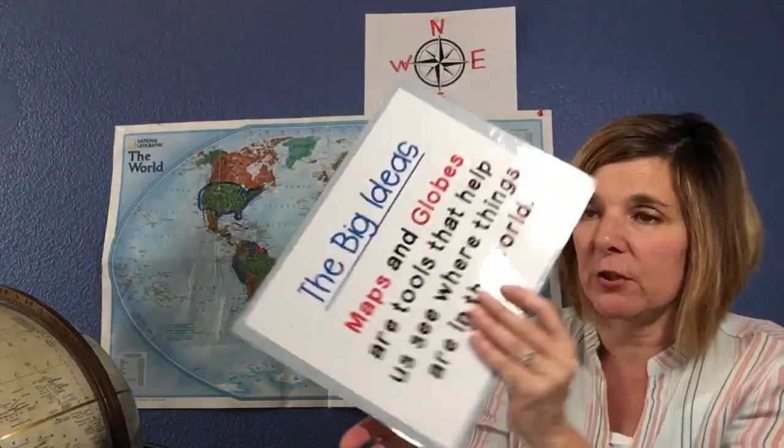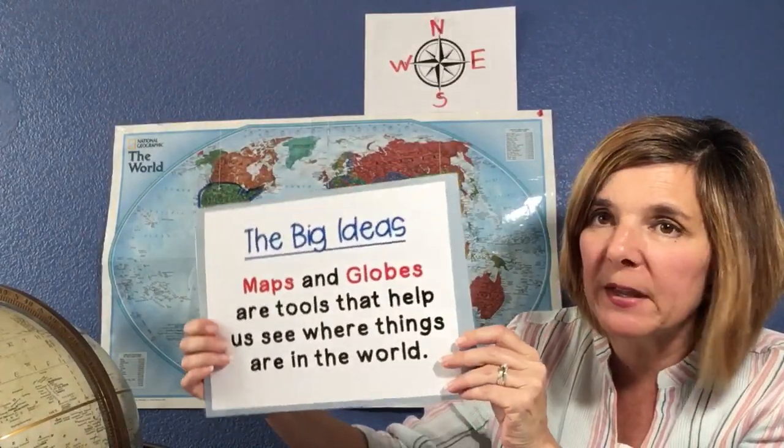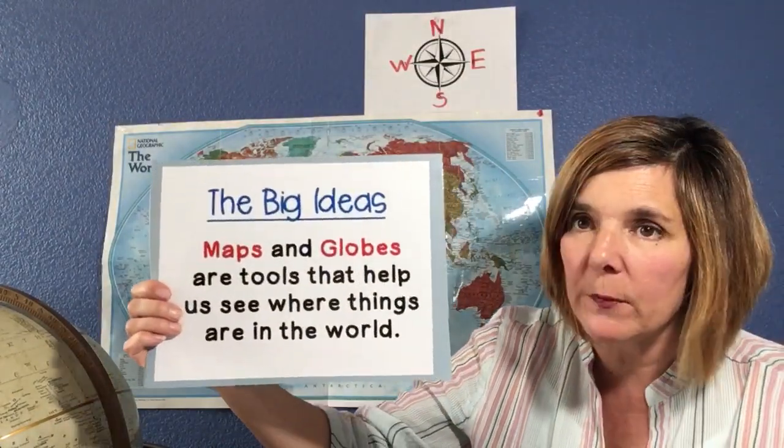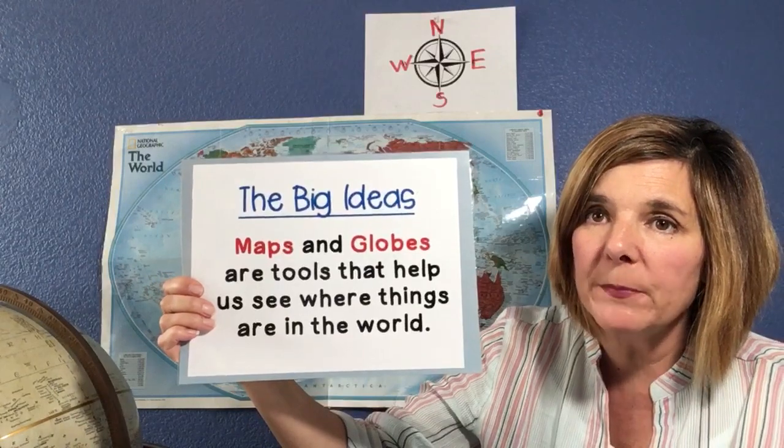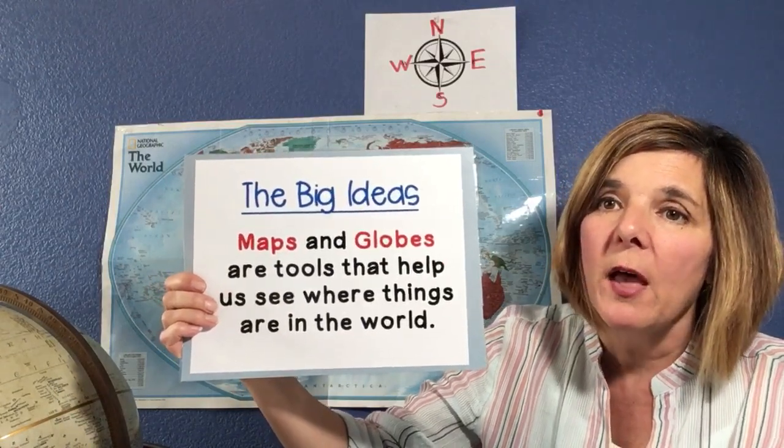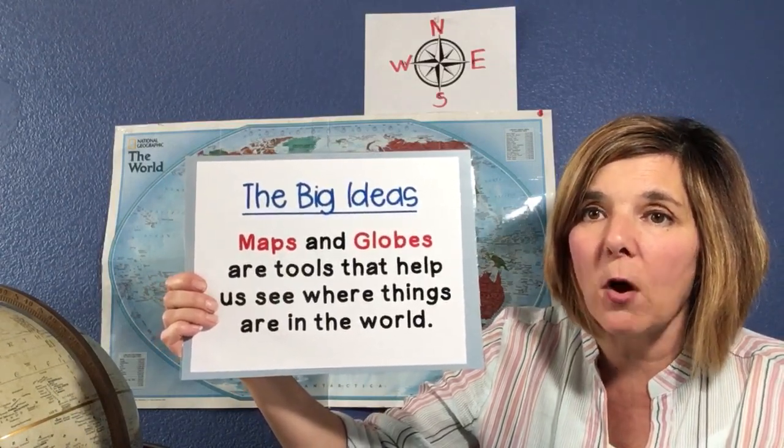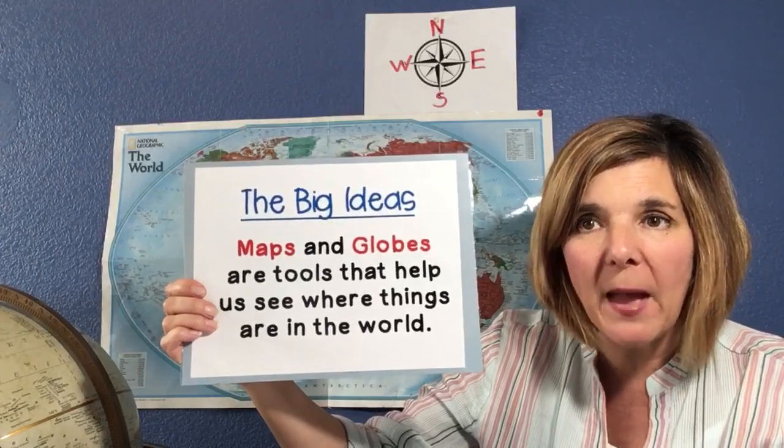All right, I want to talk about our big idea for this unit. The big idea. Can you read it with me? Maps and globes are tools that help us see where things are in the world. Maps and globes. Behind me is a map. It's a world map, so you can see every place on the world at the same time. And you can see how far apart they are.